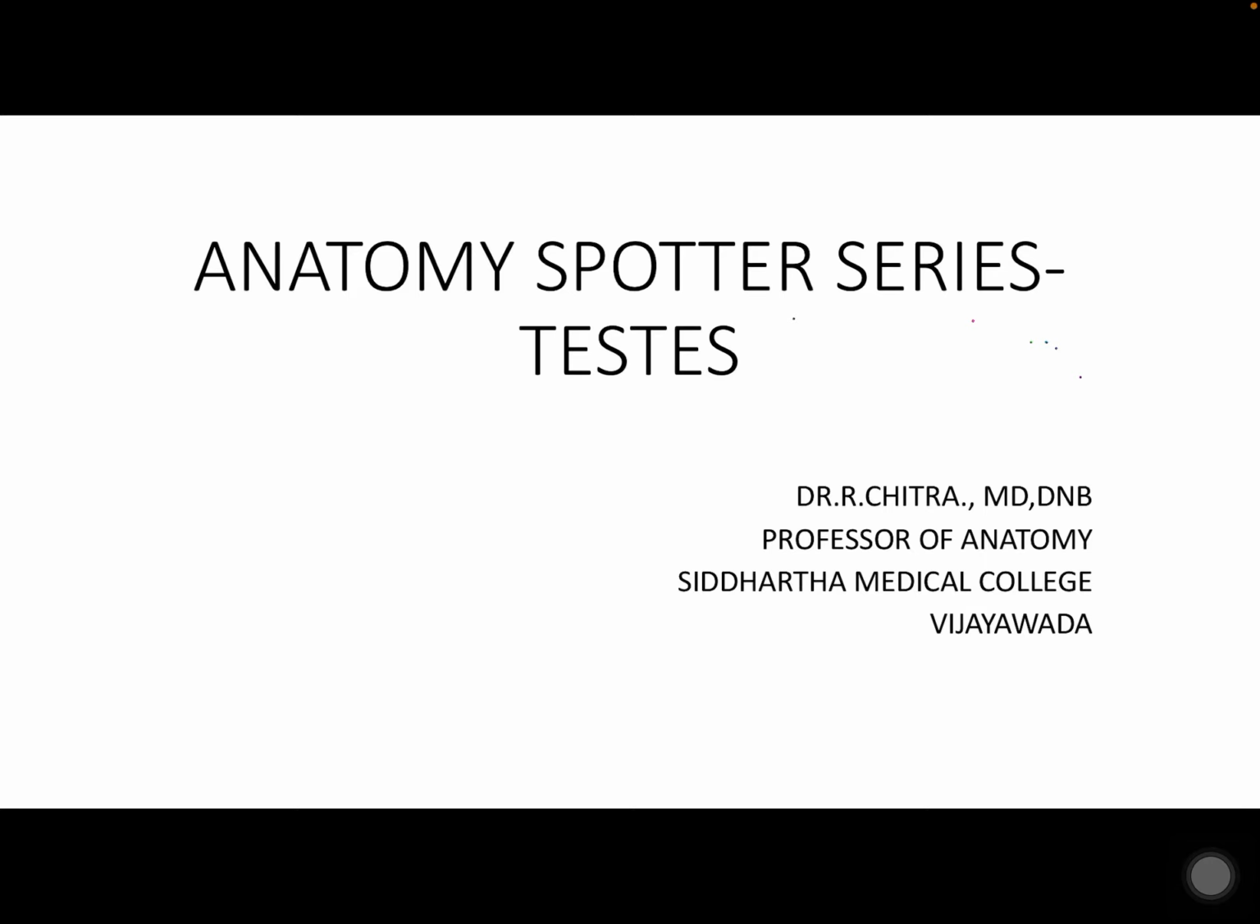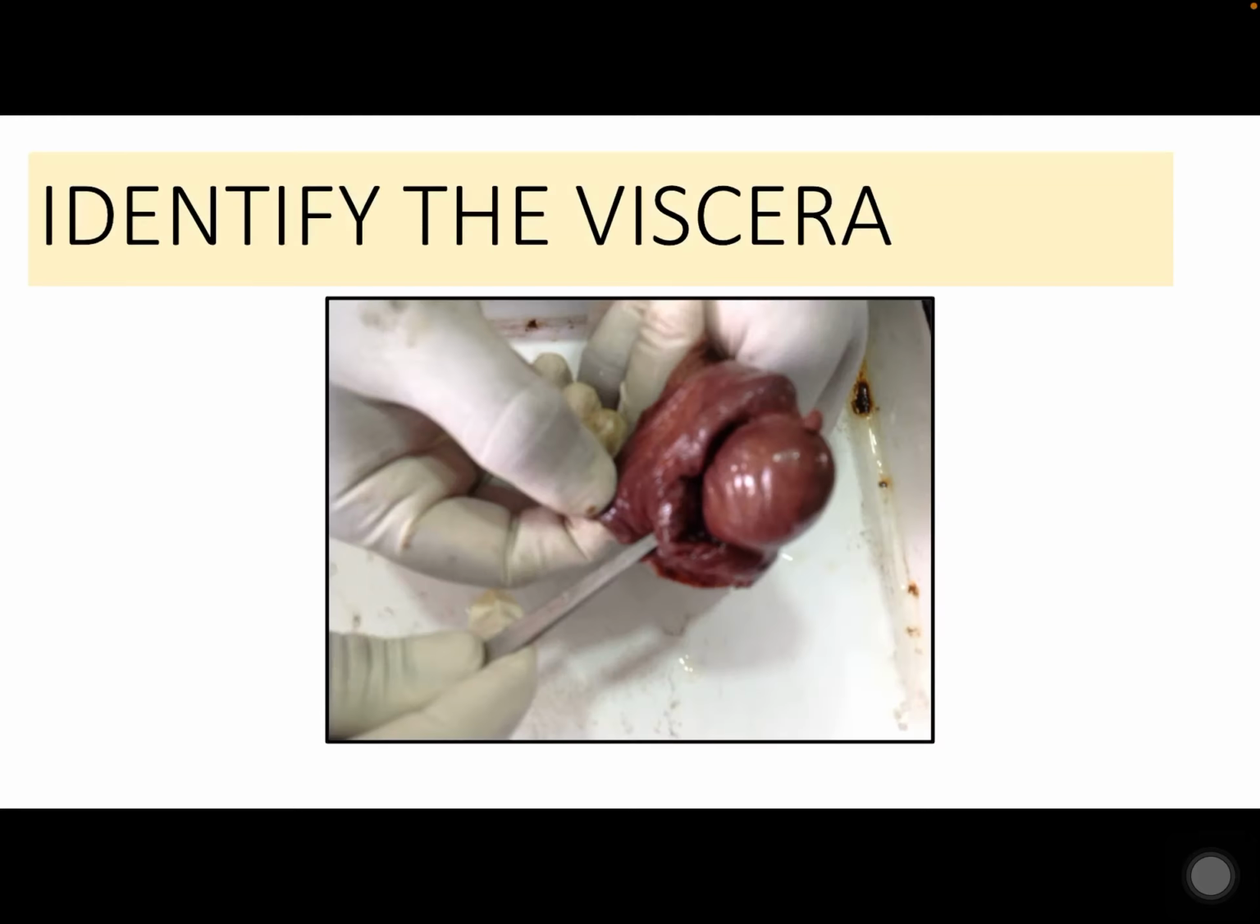Now we will see the spotter series of tests. So this spotter may be given like this and you may have the question: identify the viscera. So you should be able to identify the viscera. This viscera is the testis. The testis is ellipsoid in form and it is suspended in the scrotum by the corresponding spermatic cord. So you should know the length, breadth, thickness, all these details which we have covered already in the gross anatomy of the testis.